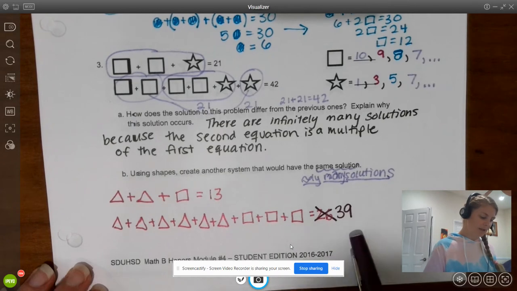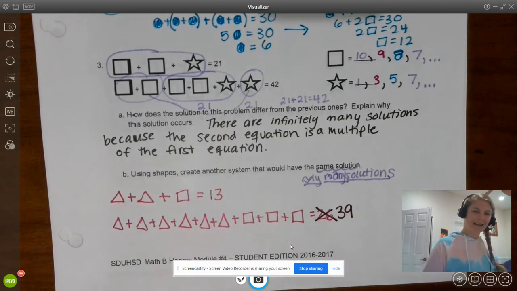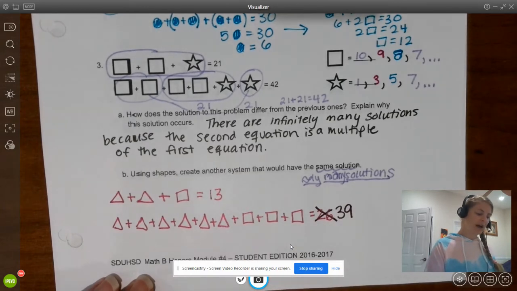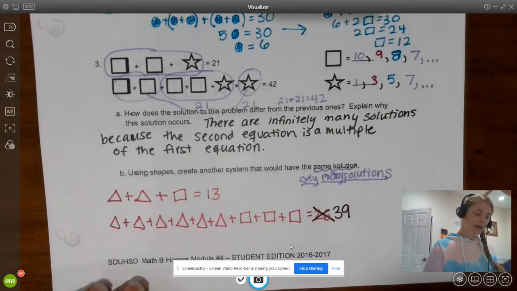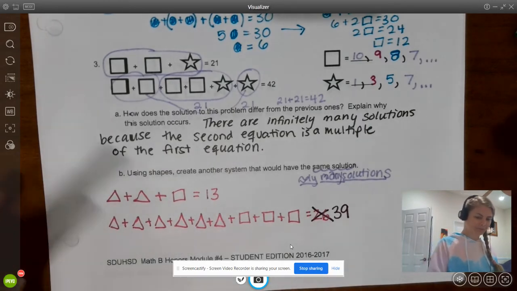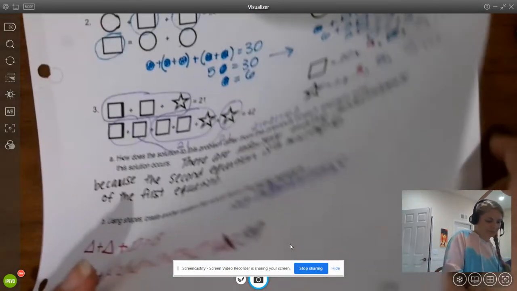and 13 becomes 39. So whatever system you made, it just needs to be a multiple of each other, and we should be using shapes that we're adding together. Great job.